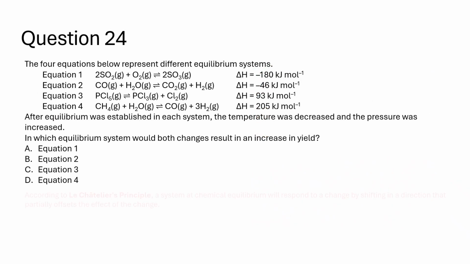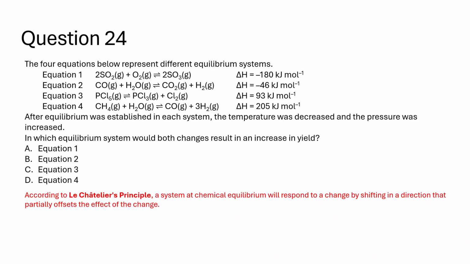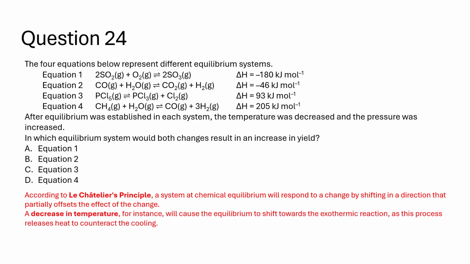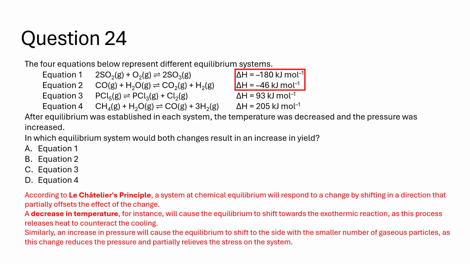According to Le Chatelier's principle, a system at chemical equilibrium will respond to a change by shifting in a direction that partially offsets the effect of the change. A decrease in temperature, for instance, will cause the equilibrium to shift towards the exothermic reaction, as this process releases heat to counteract the cooling. Similarly, an increase in pressure will cause the equilibrium to shift to the side with the smaller number of gaseous particles, as this change reduces the pressure and partially relieves the stress on the system.